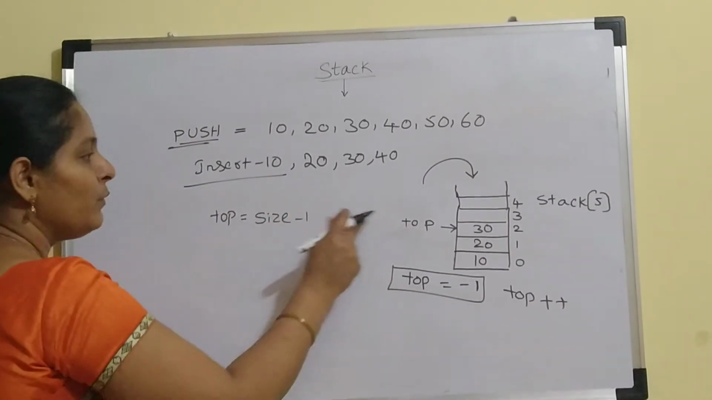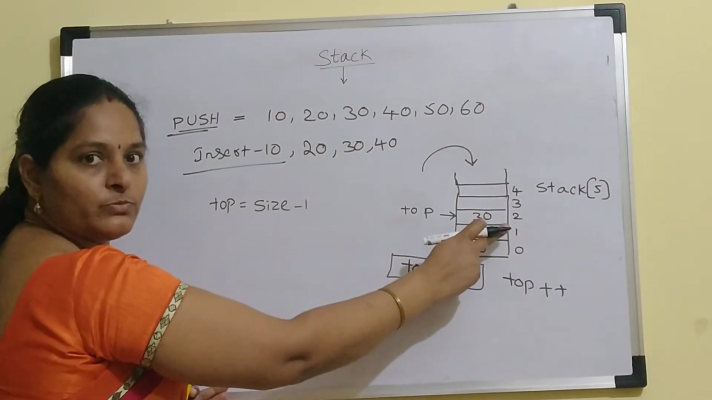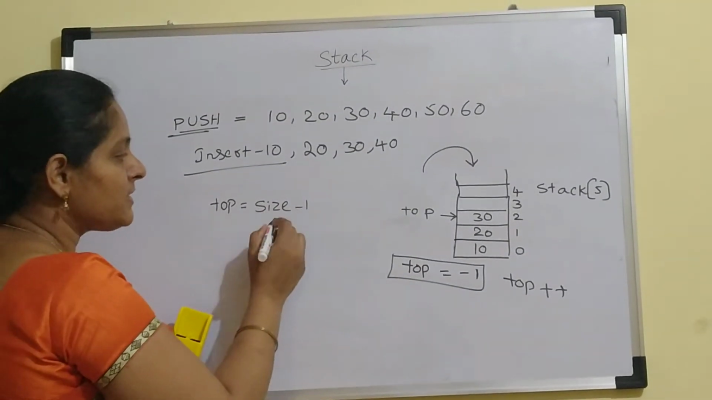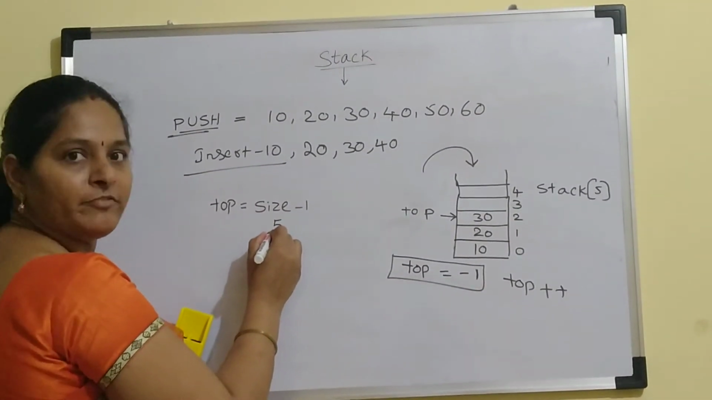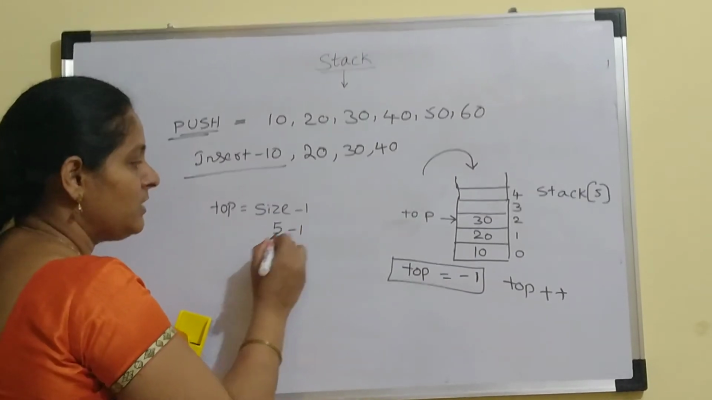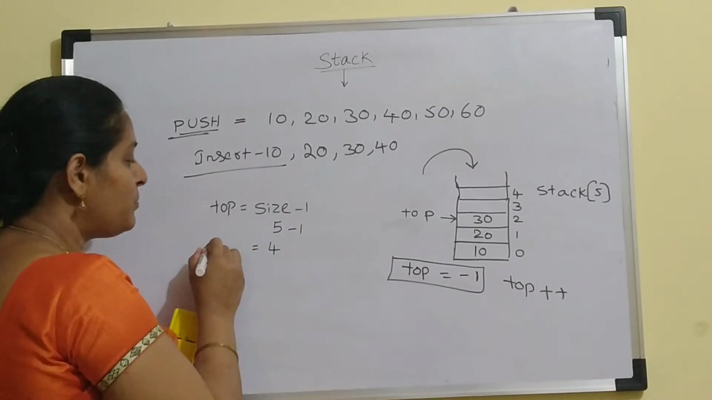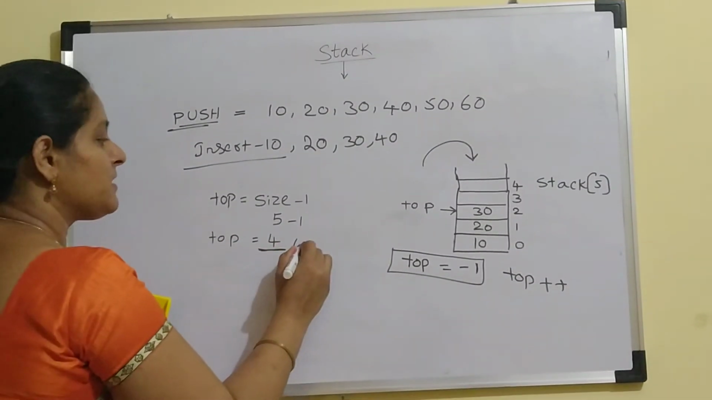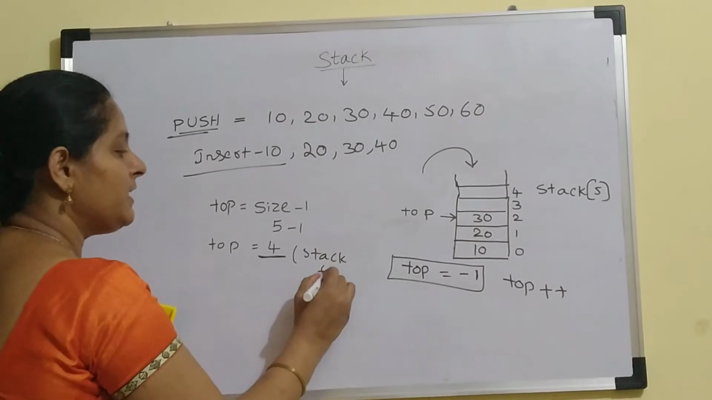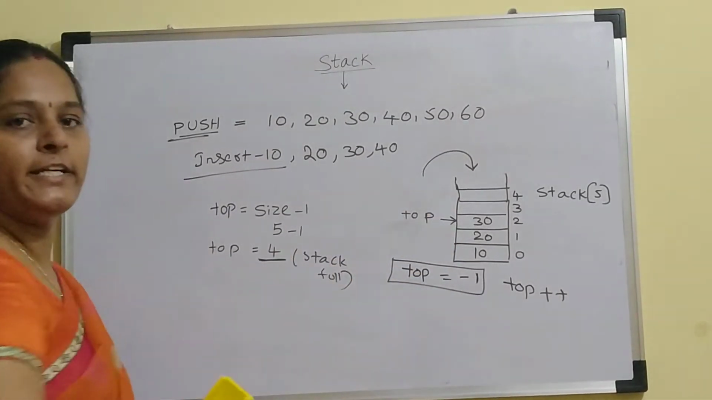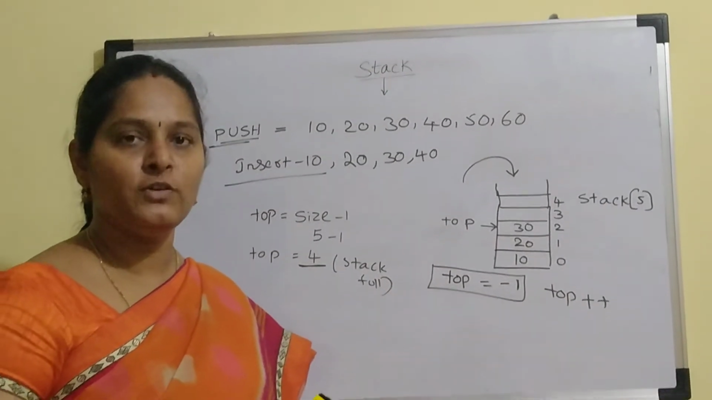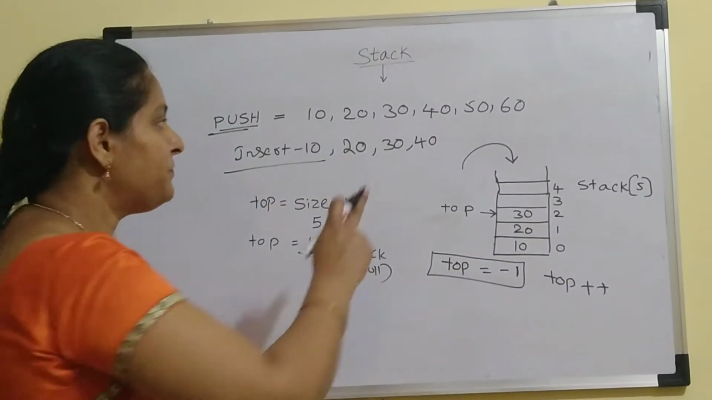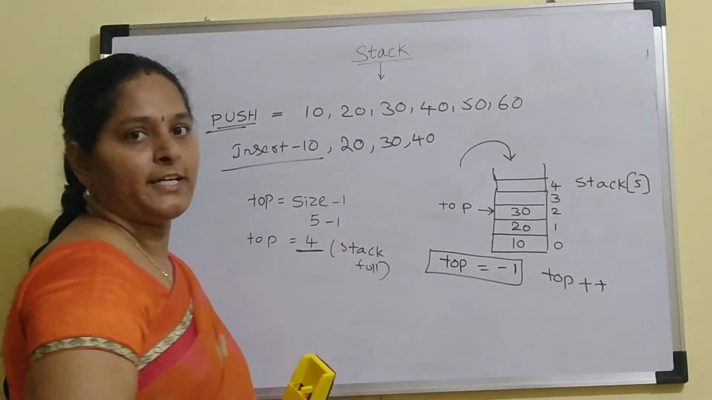Now here, where is the top pointer? At index 2. So just check whether the stack is full or not. What is the size? The size of the stack is 5. 5 minus 1 is 4. If the top pointer is pointing to the 4th index, that indicates that the stack is full. But here in our example, the top pointer is pointing at index 2. So the stack is not full. We have some empty locations in the stack. Now try to insert 40 into the stack.